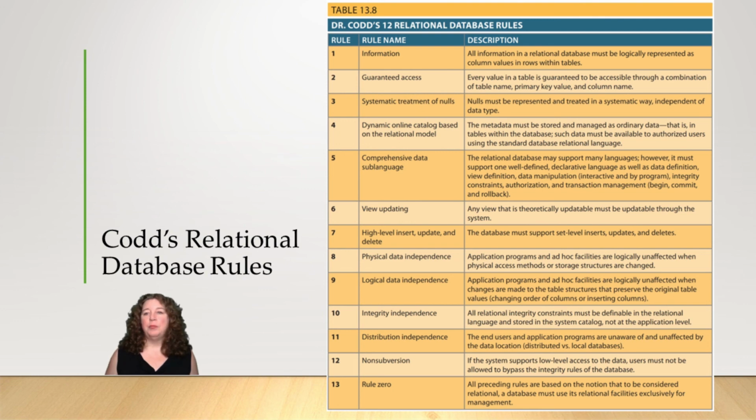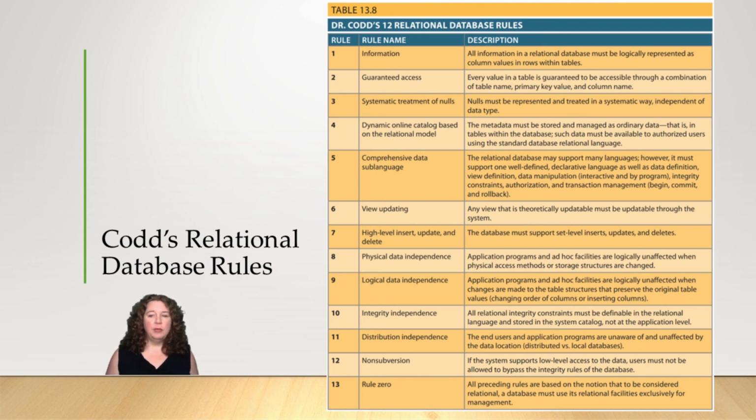So, for example, view updating. Any view that is theoretically updatable must be updatable through the system. The system must have a way to update a table if that table is updatable, or view in this case, which means that the system must have created some sort of a trigger or some sort of an insert query that you can do against that view if it's updatable. Just a couple of others: the database must support set-level inserts, updates, and deletes, because you want to be able to do an insert, update, or delete as a group. You don't want to have to do every record individually. You might want to have some set operations on that as well.